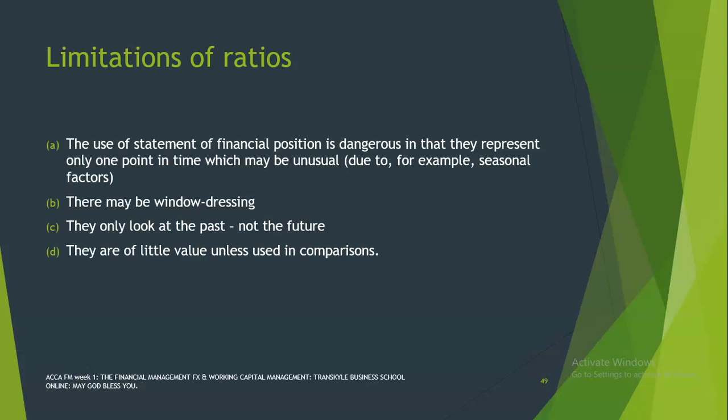So the use of the statement of financial position is dangerous in that it represents only one point in time, which may be unusual due to, for example, seasonal factors. Remember, the statement of financial position, the SFP, is a snapshot of figures at a particular point in time, because it is a statement as at a particular point in time. So seasonality could have been ignored.